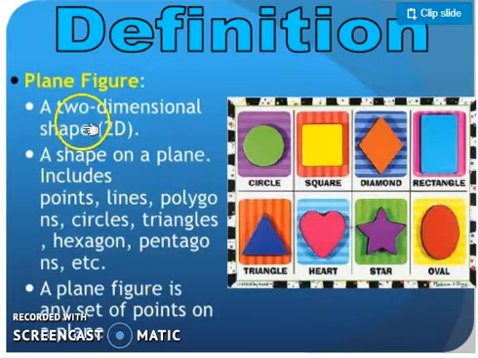So, definition: plane figure. First, a two-dimensional shape, or 2D. A plane figure has a two-dimensional shape. A shape on a plane includes points, lines, polygons, circles, triangles, hexagons, pentagons, etc. A plane figure is any set of points on a plane.